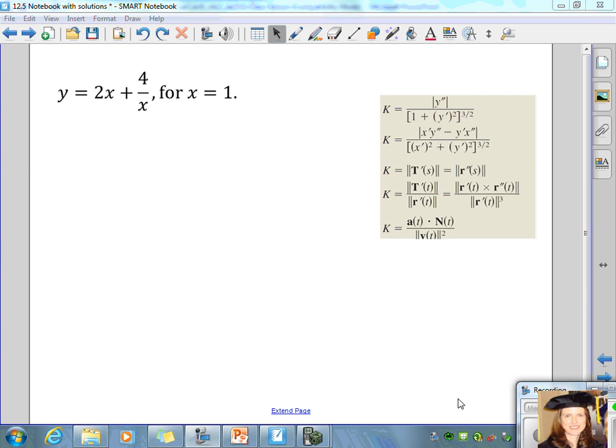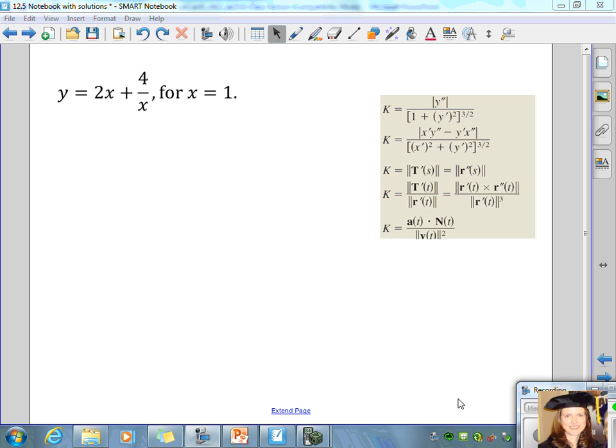In this example from section 12.5, find the curvature and the radius of curvature for the equation y equals 2x plus 4 over x for x equals 1. You can pause the video now, try this one on your own, and then come back to check your solution.